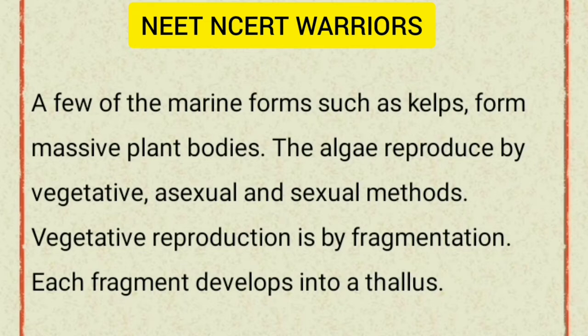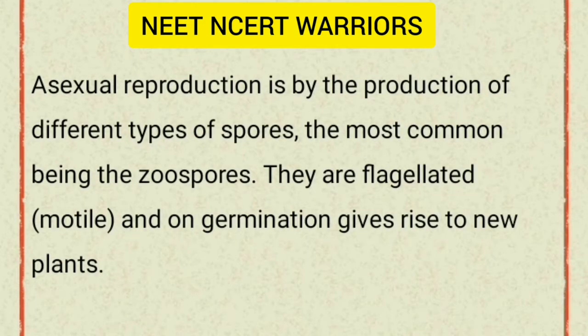A few of the marine forms such as kelps form massive plant bodies. The algae reproduce by vegetative, asexual and sexual methods. Vegetative reproduction is by fragmentation. Each fragment develops into a thallus. Asexual reproduction is by the production of different types of spores, the most common being the zoospores. They are flagellated, motile, and on germination give rise to new plants.